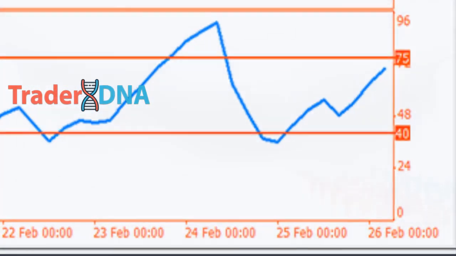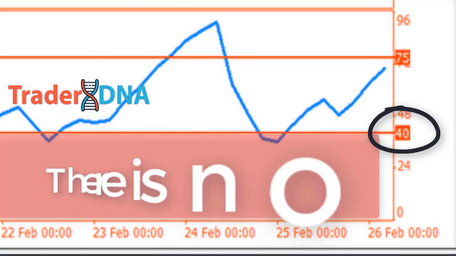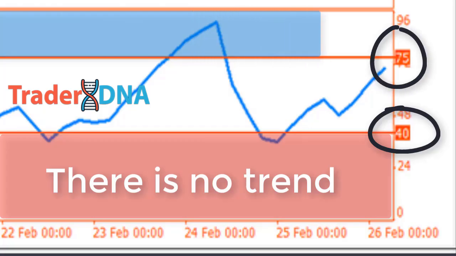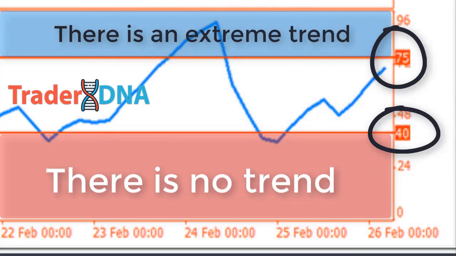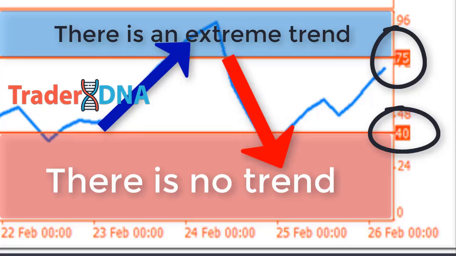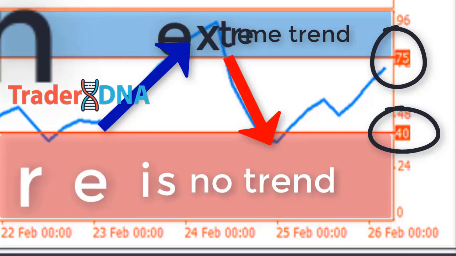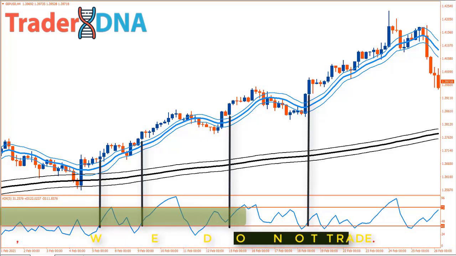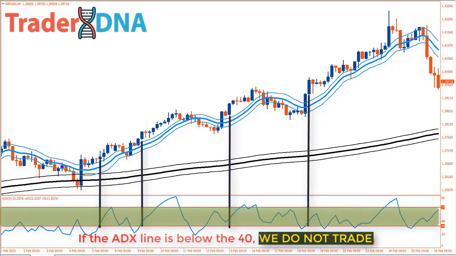When the 5-period ADX line is below the 40, it means there is no trend. When the 5-period ADX line is above the 75, it means there is an extreme trend. When the ADX line is moving upwards, the trend is gaining strength. When the ADX line is moving downwards, the trend is losing strength. Whenever we see the signal candle, we immediately look down at the ADX to see where the 5-period ADX line is. If the ADX line is below the 40, we do not trade, regardless of anything else. We only consider entering a trade if the ADX line is above the 40.